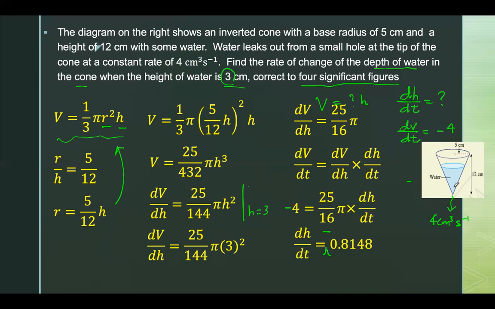All right, so now we go to the second question. Before that, remember, read the question. For this question, we want to find dH/dt, and dV/dt is given. Actually, I forgot this one step: we need to find dV/dH when h equals 3.